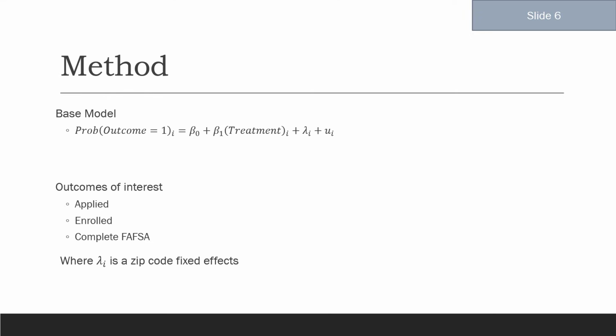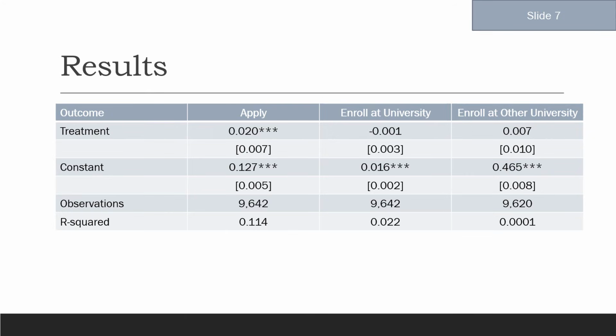And just to control for potential confounding factors, we also include fixed effects for zip code to compare two individuals who live in relatively close geographical regions. We're going to look at three key outcomes. The first is, did they apply to the university?